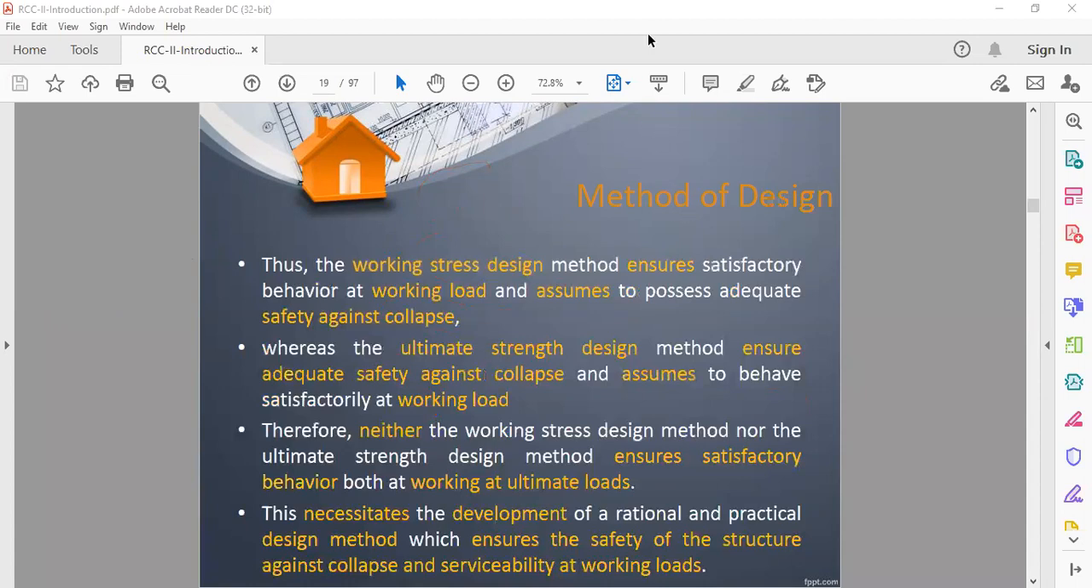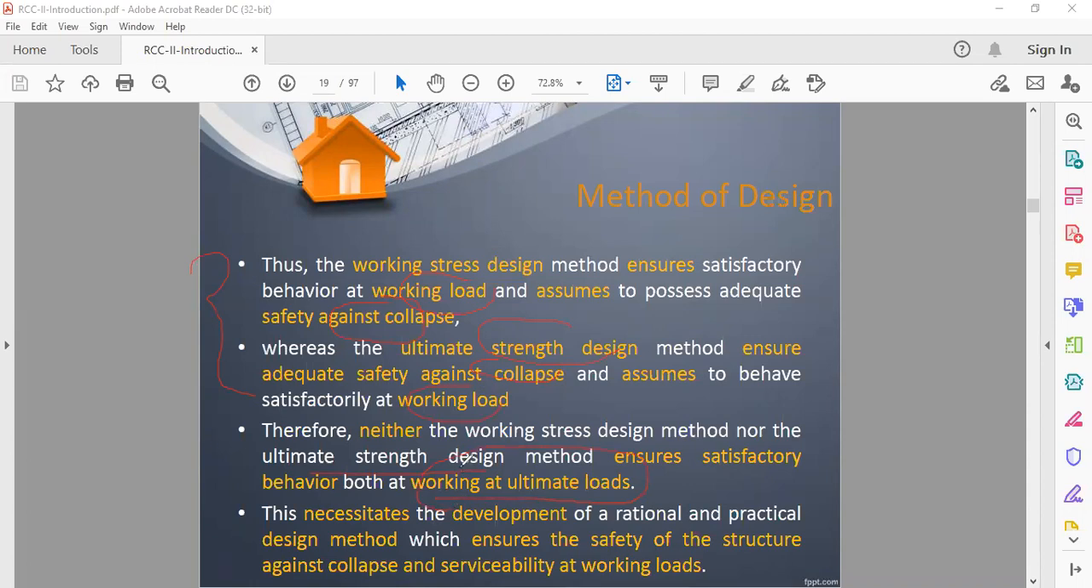So when we say working stress method, this ensures satisfactory behavior at working load and assumes to possess adequate safety against collapse. While if you see the ultimate strength design method, it ensures adequate safety against collapse and assumes to behave satisfactorily at working load. But none of these two methods, working stress method or ultimate strength, ensure satisfactory behavior both at working and at ultimate load.